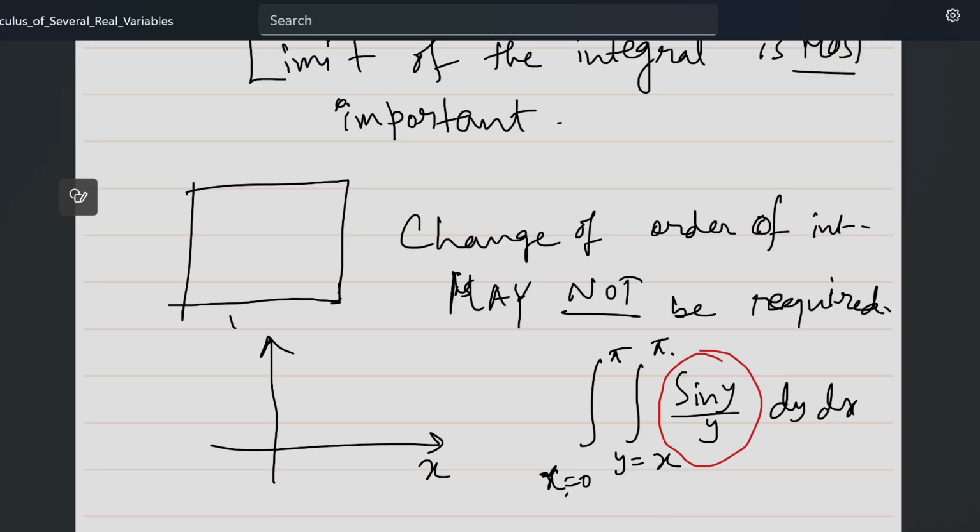Suppose it is the x-axis, it is the y-axis. You have to draw x equal to 0, which means the y-axis, x equal to pi, y equal to 0, y equal to x, and y equal to pi. Y equal to pi means this line. So it will intersect here.